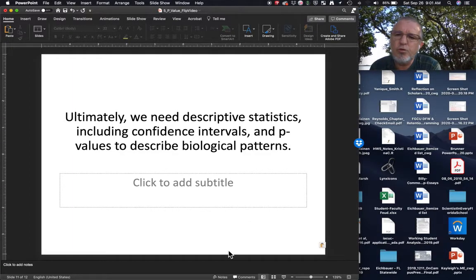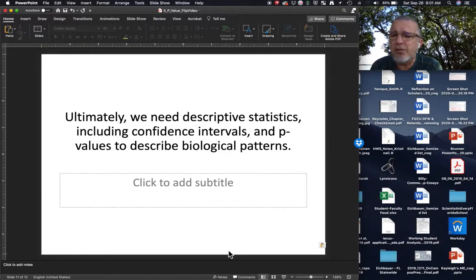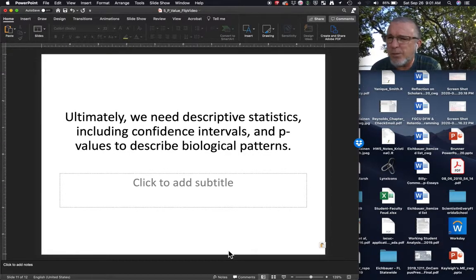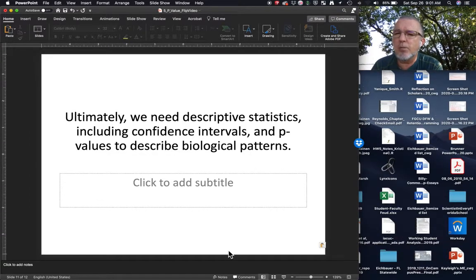Finally, two more points. One, ultimately, the p-value is just where we start. It's just where we begin in terms of describing biological statistics. Once we look at the p-value, we then describe the descriptive statistics, confidence intervals, and figures to describe whether there are real patterns or not. It is the starting point. We can describe no patterns. We can describe patterns.